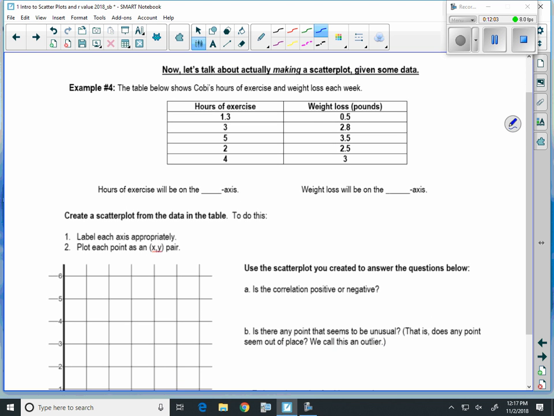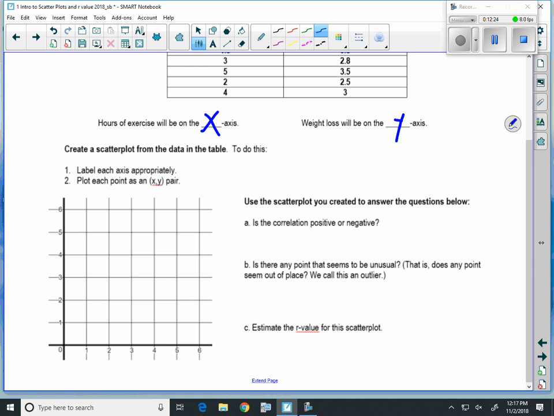All right, so now we're talking about actually making a scatter plot. Here we have Kobe's hours of exercise and his weight loss. Where do you want to put hours of exercise? Do we put it on the X or the Y axis? Yeah, if it's time, we're going to put it on X. Weight loss will be Y.